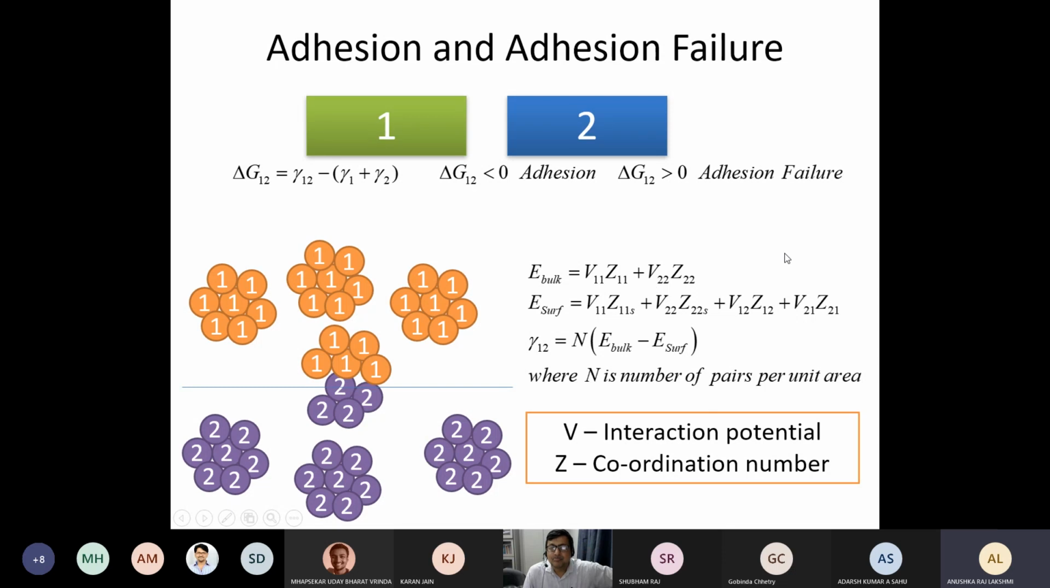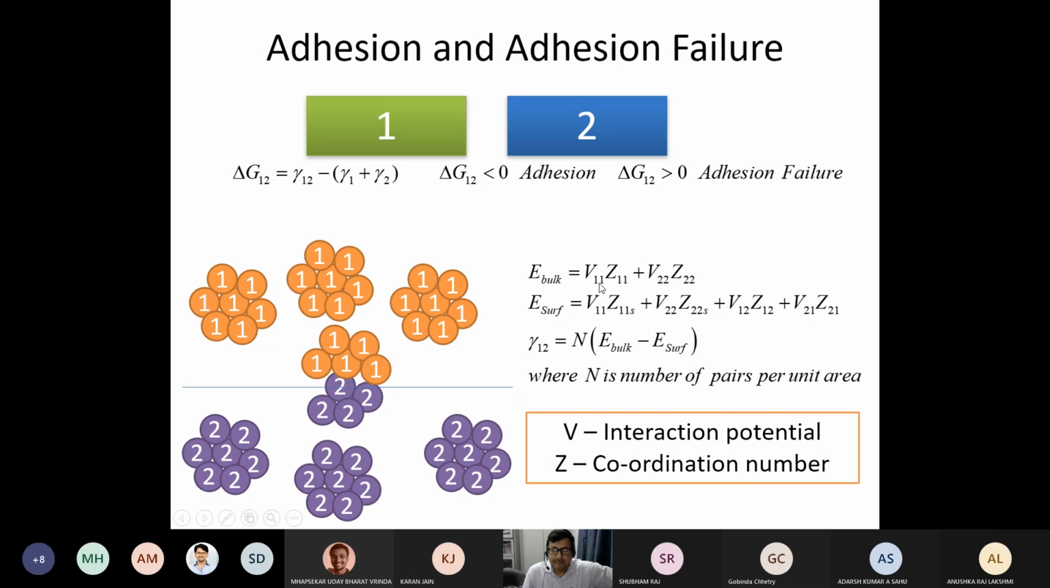Sir, 1S and 2S, is that what 1 is feeling between 1 and the surface? No, see, when you have V11, Z11 in the bulk, you have completed all the coordination numbers. What is V11? The interaction potential. Z is the coordination number. For 1, it is 1, 2, 3, 4, 5, 6. Am I correct? In case of bulk, have you understood that?